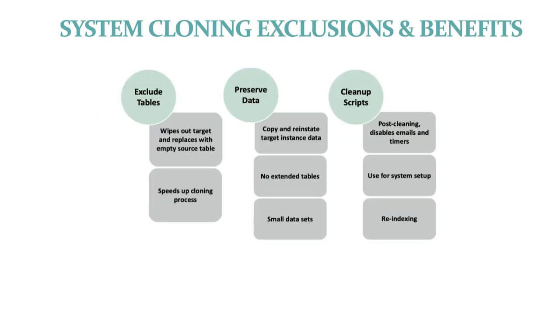And next is system cloning exclusions and benefits. We can exclude tables or preserve data or run cleanup scripts on completion of cloning. Exclusion of tables generally happens like this: if we don't want to clone any table from prod to non-prod or dev with its data, then we can exclude those tables, and those tables will not copy any data from production to UAT or dev. As well, we can preserve data.